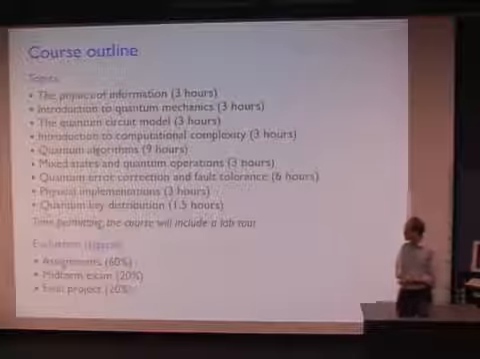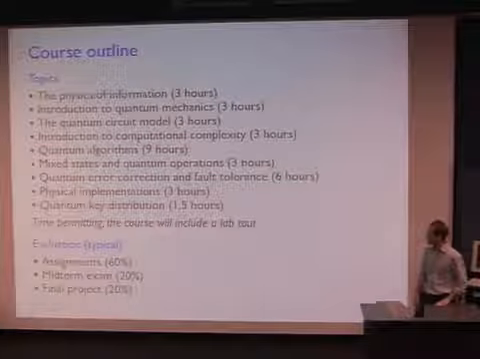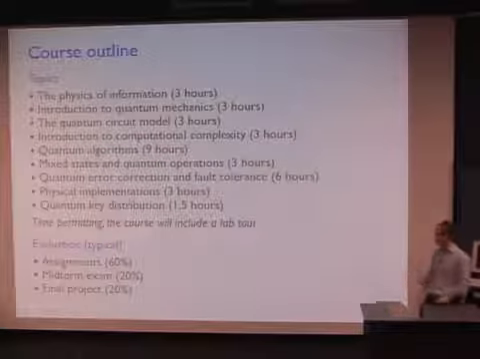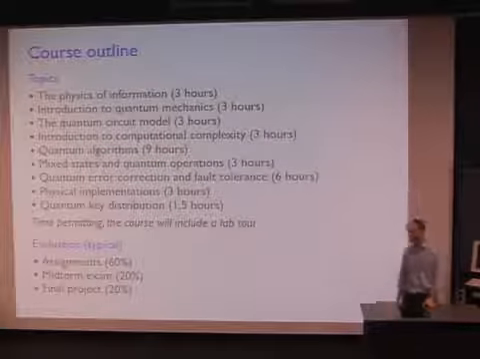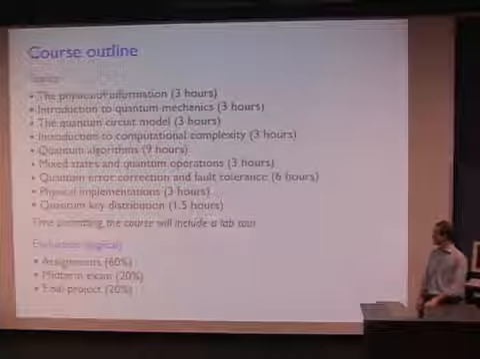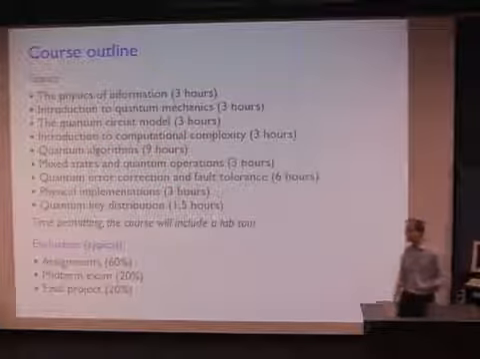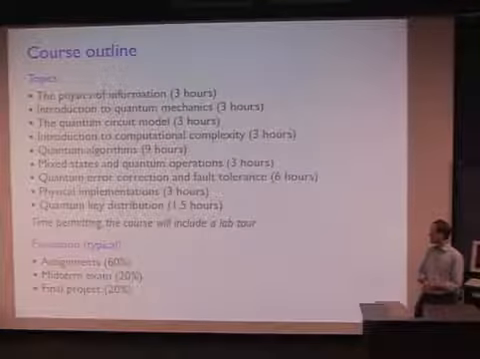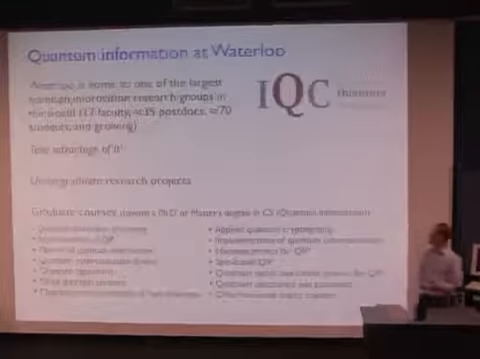So how are you evaluated in this course? Well, typically, the majority of your mark will come from assignments, something like 60% from maybe 5 assignments. There's usually a midterm exam, which will be 20% of your mark, and a final project, which consists of reading something in the research literature and writing a paper about it. Okay, so that's it for the course.